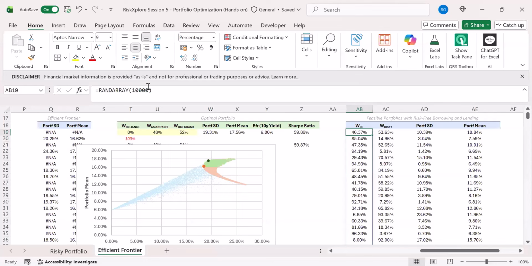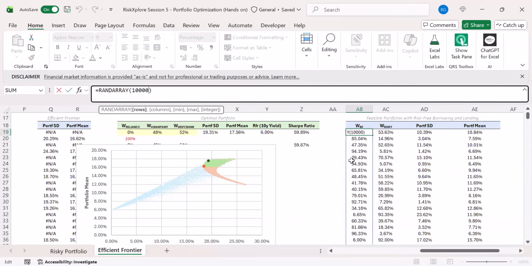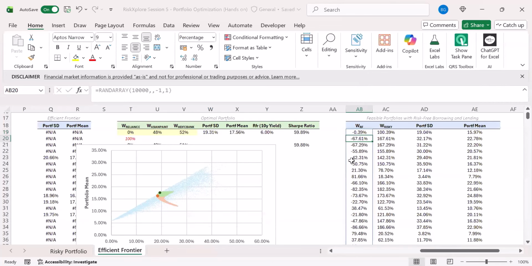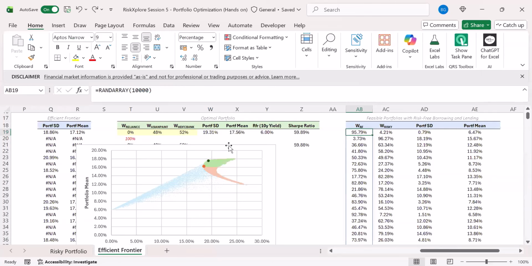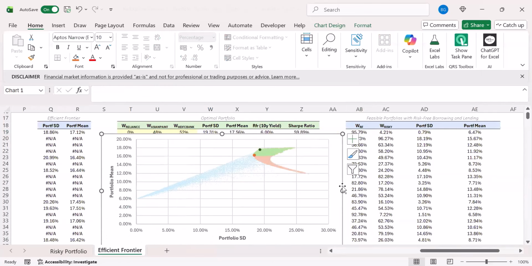Now let's also try one more thing, that instead of just using values between 0 and 1, giving only positive weights to this risk-free asset, what we can do is we can give it, let's say, minimum -1. We can give it a weight of -100% as well, and maximum as, let's say, 1. Okay, let's press enter. You can see that these are the feasible portfolios that we can have, right? Let's switch back just for better visibility. Okay, so we have this.